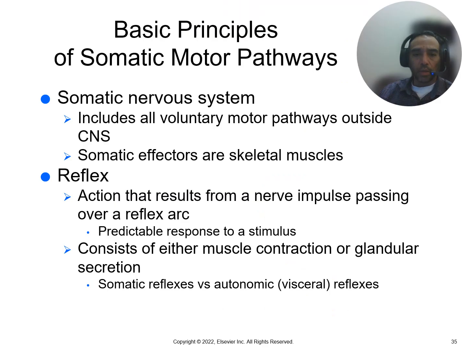All right. Basic principles of somatic motor pathways. I'll just read these slides. We're going to get into the reflexes next. So the somatic nervous system includes all voluntary motor pathways outside the CNS. Somatic effectors are skeletal muscles. A reflex is an action that results from a nerve impulse passing over a reflex arc. It's a predictable response to a stimulus, and clinicians will use these to test reflex arcs to determine if someone has any injury, or they can tell more than just that.